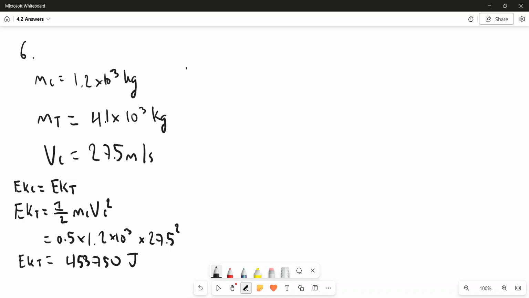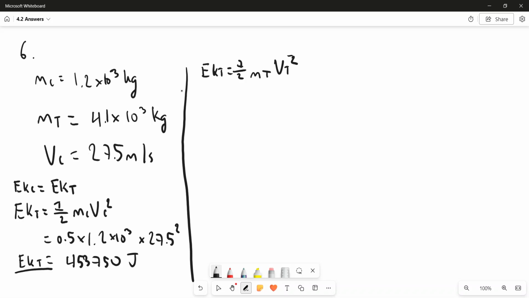Now, next up, what we need to do is figure out the velocity of the truck. And so in order to do that, we know this equation right here, and we already found the kinetic energy of the truck. So we'll substitute all the values we know, and we'll isolate for the velocity, and then eventually we'll find the velocity. So let's do that right now.